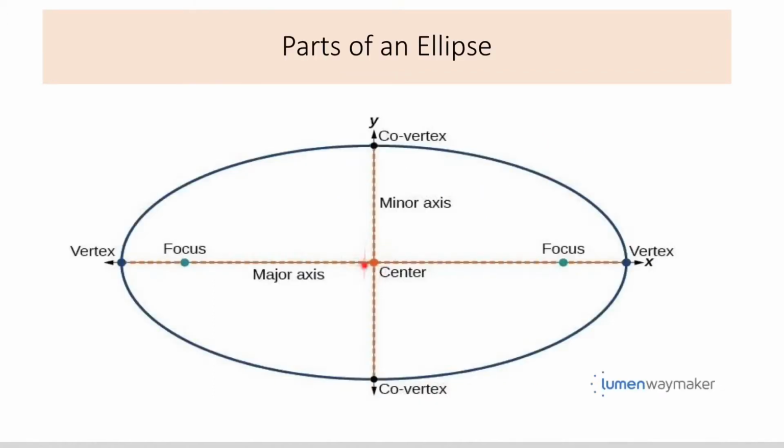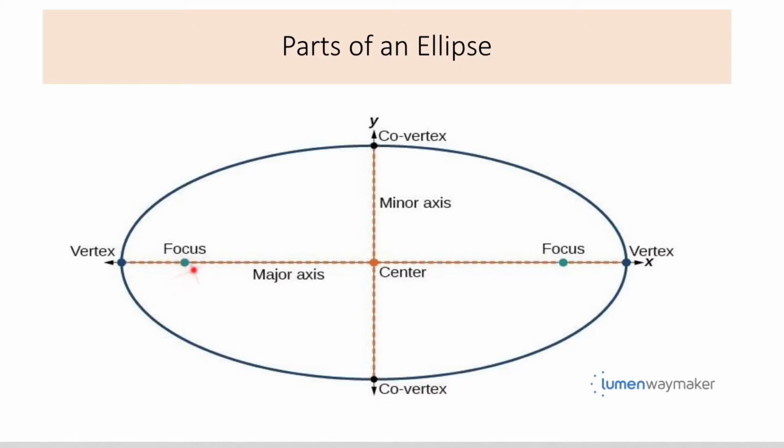The center of the ellipse is obviously at the center. Then we've got your long axis, which we call the major axis, and your short axis, which we call the minor axis. The endpoints of your major axis are called vertices, the plural of vertex. On the minor axis, the endpoints are called the co-vertices, the plural of co-vertex. People say it different ways. And then there's one more thing.